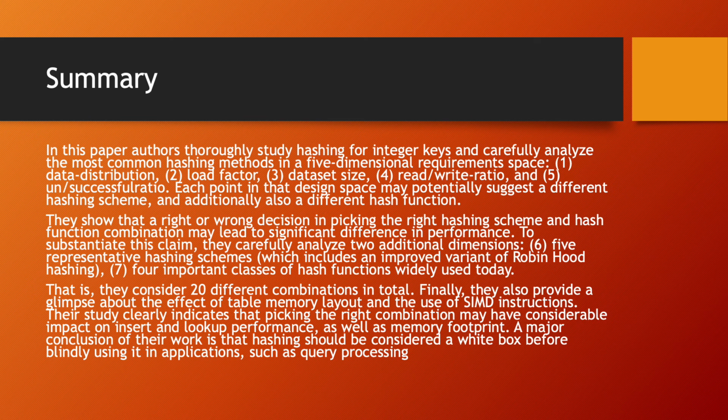They suggest that a right or wrong decision in picking the right hashing scheme and hash function combination may lead to significant difference in performance. To substantiate this claim, they carefully analyze two additional dimensions. 5 representative hashing schemes, which includes an improved variant of Robin Hood hashing, and 4 important classes of hash functions widely used today. That is, they consider 20 different combinations in total.